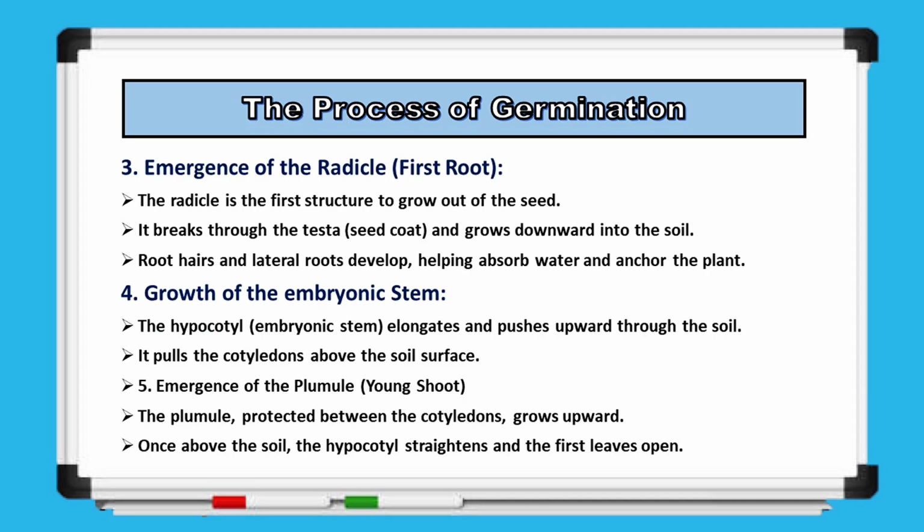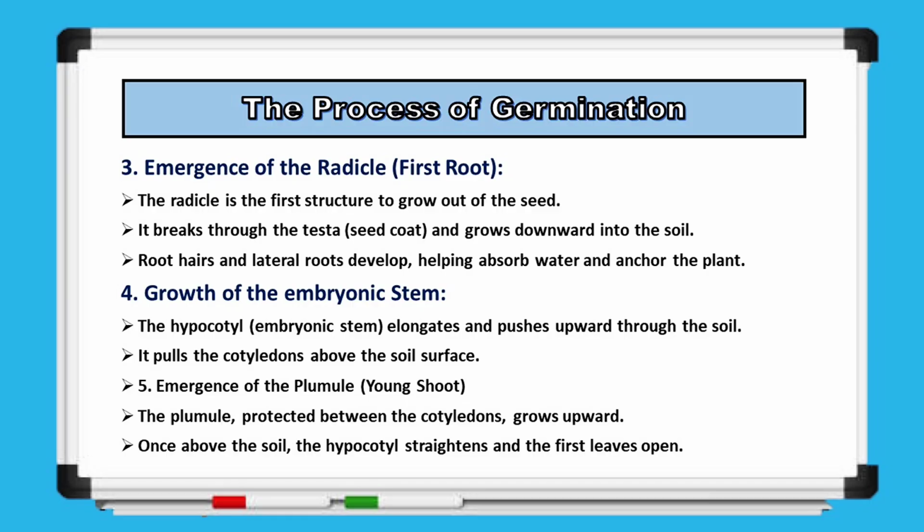The third stage is the emergence of the radicle. The radicle is the first structure to grow out of the seed. It breaks through the seed coat and grows downward into the soil. Root hairs and lateral roots soon develop, helping the plant absorb water and minerals while also anchoring it in the soil. The fourth stage is the growth of the embryonic stem.